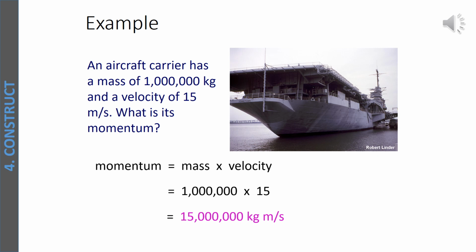Okay, so finally a practice example for you. An aircraft carrier has a mass of 1 million kilograms and a velocity of 15 meters per second. What is its momentum? As you know, momentum equals mass times velocity. So that gives us 1 million times 15. Therefore, the ship has a momentum of 15 million kilogram meters per second.